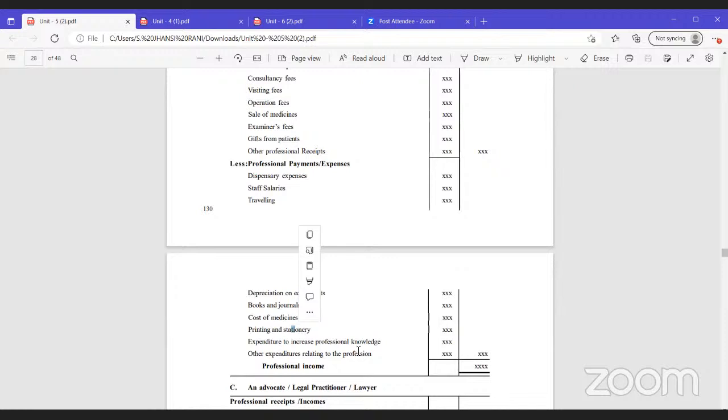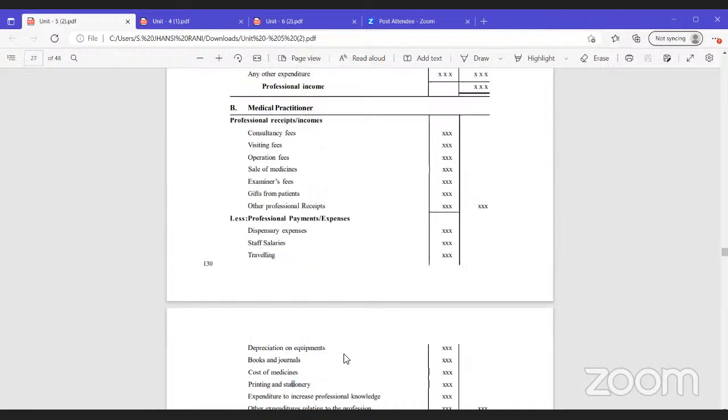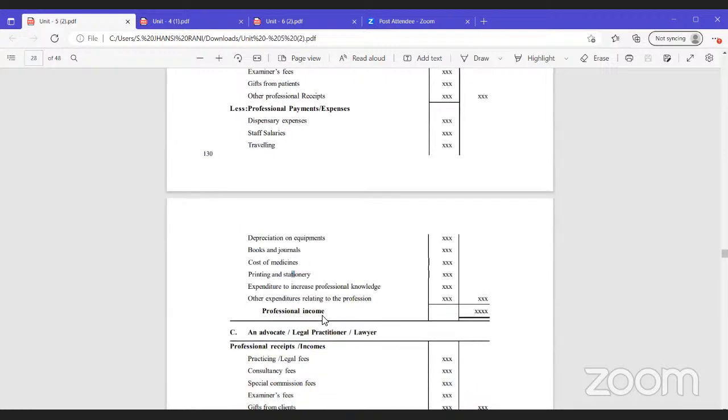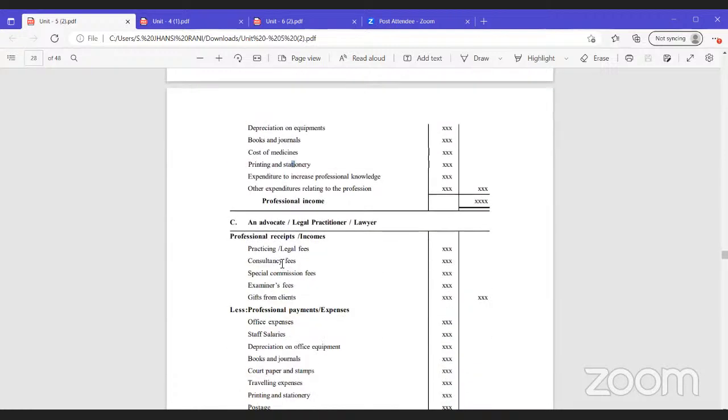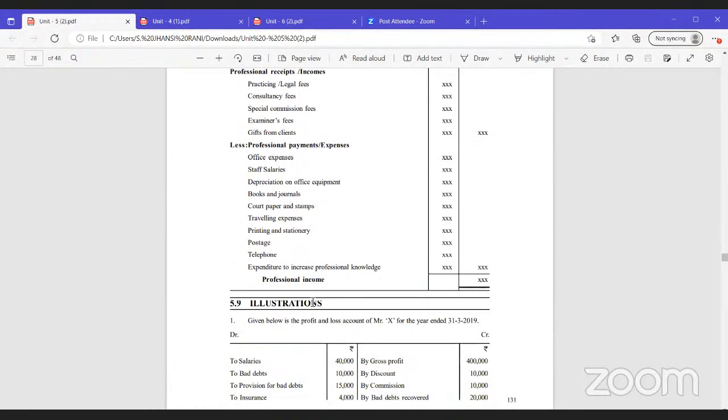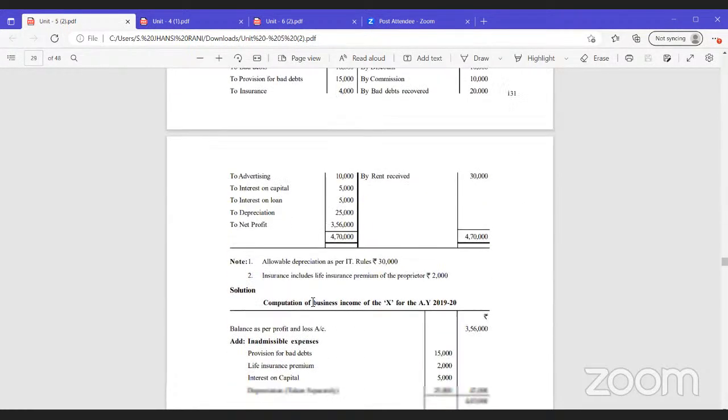So like this, you should be able to find out, based on their profession, what will be their income and what will be their payments. And the difference is nothing but the professional income. Simple. Similarly with an advocate also, same as it is: practicing or legal fees, consultancy fees, special commission fee. So let's do one problem so that it will be easy for you to understand.